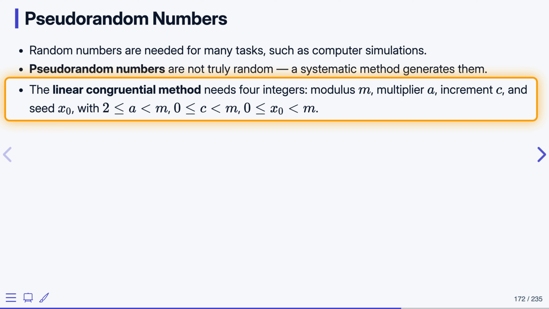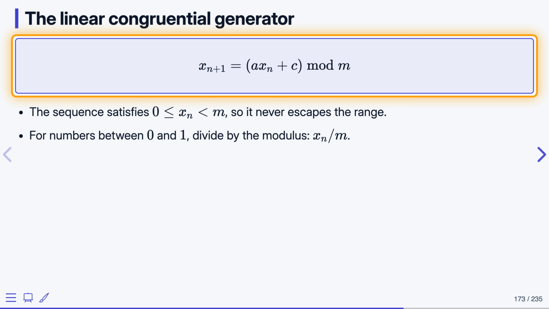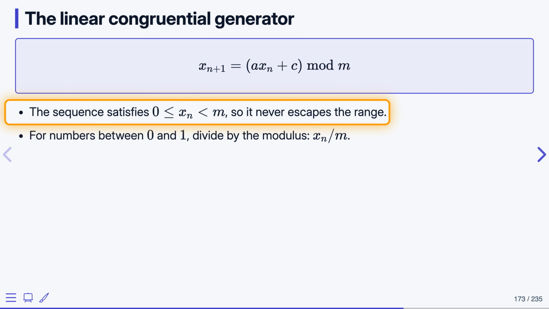One common recipe is the linear congruential method. It needs 4 whole numbers: the modulus m, the multiplier a, the increment c, and the starting value called the seed, x0. Each has a range shown here. This is the whole recipe in one line. To get the next number, take a times the current number, add c, and then take the result mod m. First, every output stays between 0 and m minus 1 because of the mod. It never escapes the range.